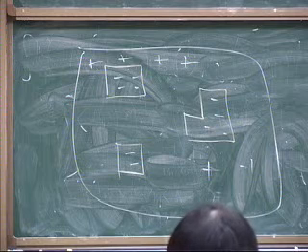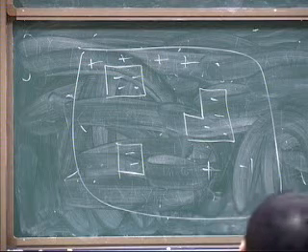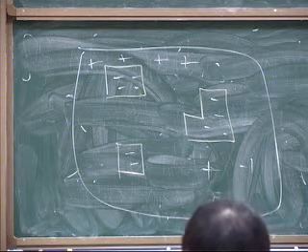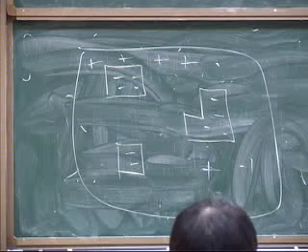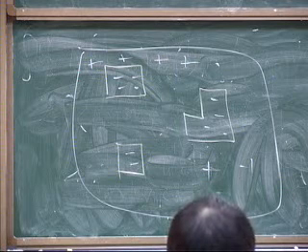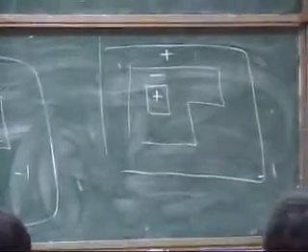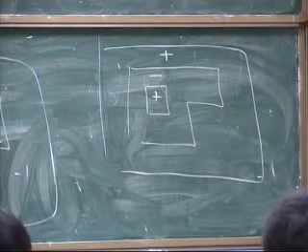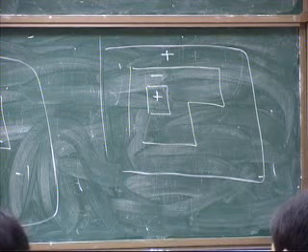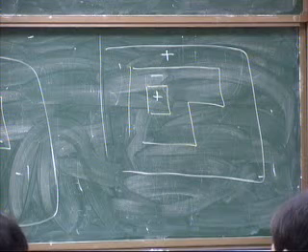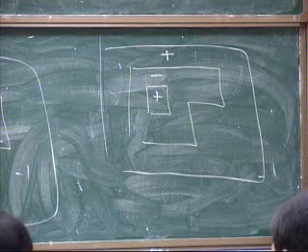I will classify polygons by their perimeter. P_B means this is a polygon of perimeter B. For instance, this one has perimeter 4, 1, 2, 3, 4. This one is 1, 2, 3, 4, 5, 6. This one is 1, 2, 3, 4, 5, 6, 7, 8. Okay?